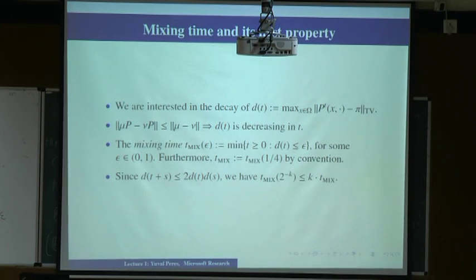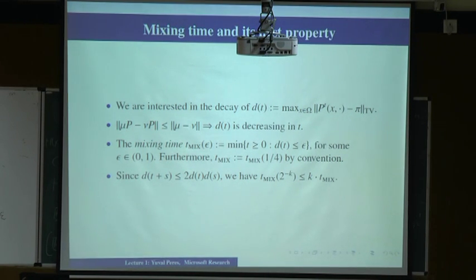So notice we're also maximizing over the starting state here. So this is called worst case mixing. We're looking at the worst possible starting point. There's also some interest, and we'll come back to that towards the end of this mini course, in starting from a typical vertex, how long does it take to mix? But the basic definition is worst case mixing.